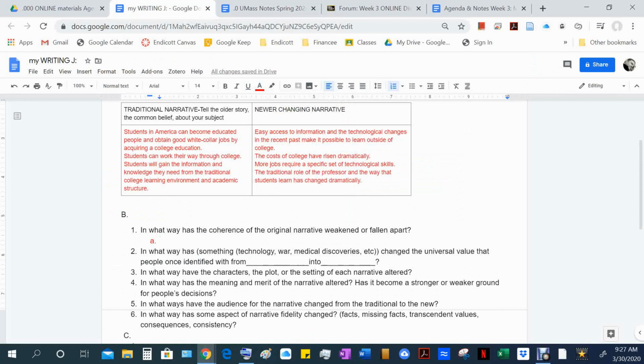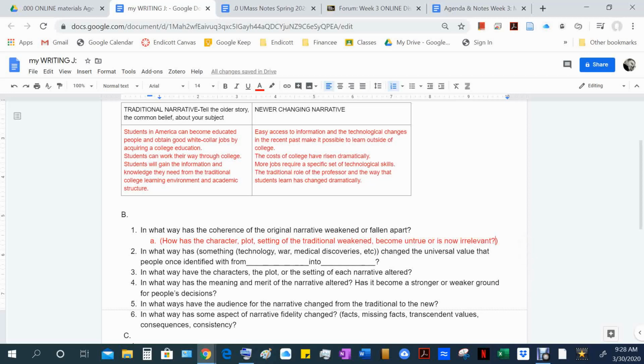So in what way has the coherence of the original narrative changed? So the coherence means I'm looking for changes in the way that story holds together in and of itself. So that's sort of the internal elements, right? Changes in the character, plot, setting. So you're basically like, all right, what's wrong with the old story? What elements of the old story are no longer true or have weakened or whatever? That's the way I would explain it, expanding on it more, right?